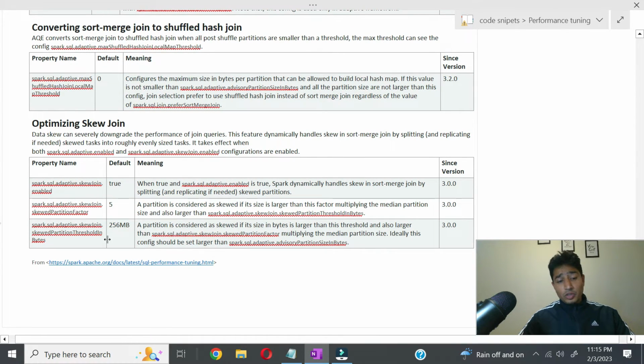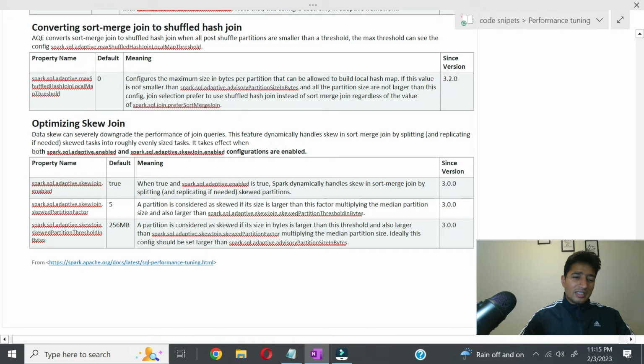The last one and the most important one is optimizing a skew join. This is again adaptive query execution. It takes effect when spark.sql.adaptive.enabled is true and spark.sql.adaptive.skewJoin.enabled is true. These are the two important properties which are the game changer in AQE. So you need to turn this property on, spark.sql.adaptive.skewJoin.enabled, true, and spark.sql.adaptive.enabled is also true.